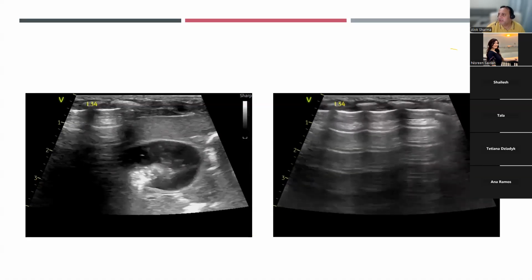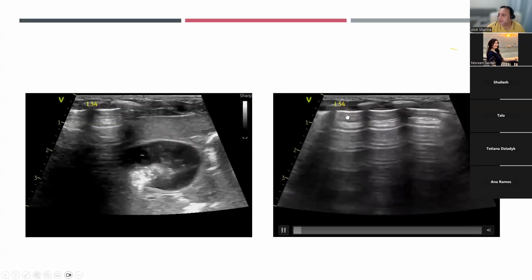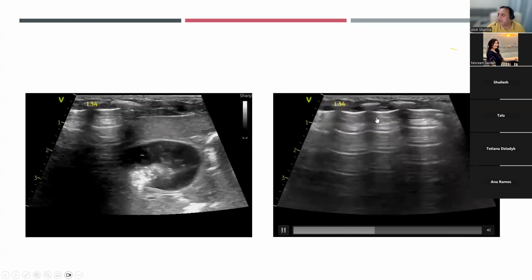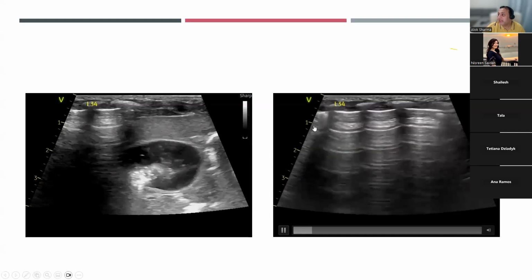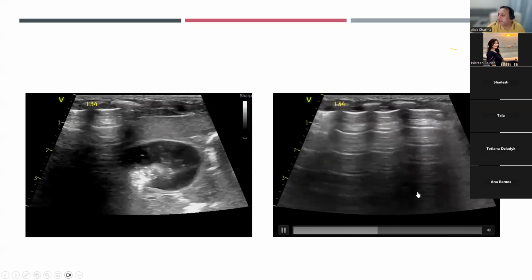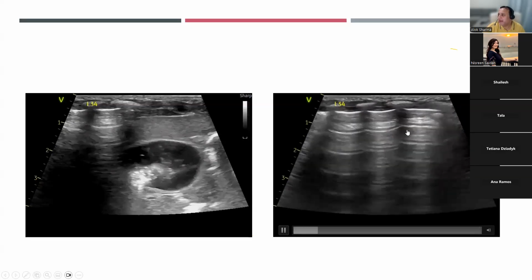So I'm going to see if there's pleura. I can see pleura, nice, crisp, continuous, sharp. I can see sliding from side to side. I can see these small comet tails coming in. There's actually no B lines here. There is A line artifact which gets attenuated as we move down. This is well aerated lung.